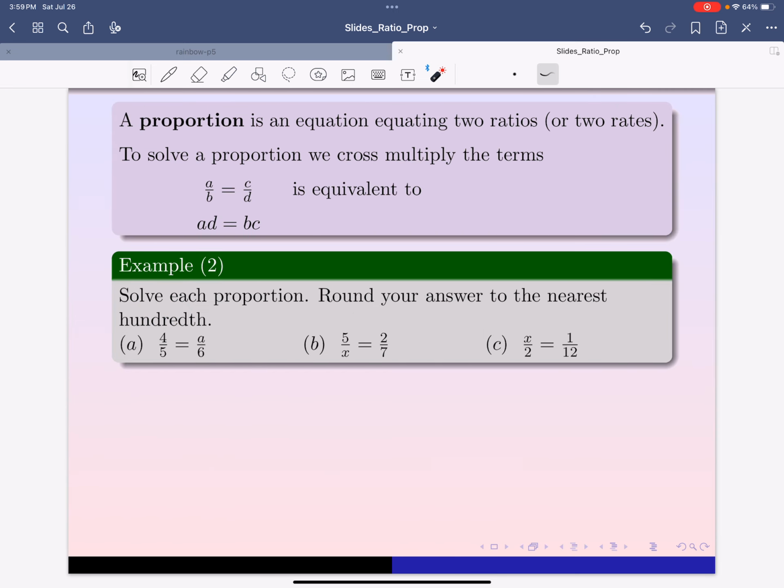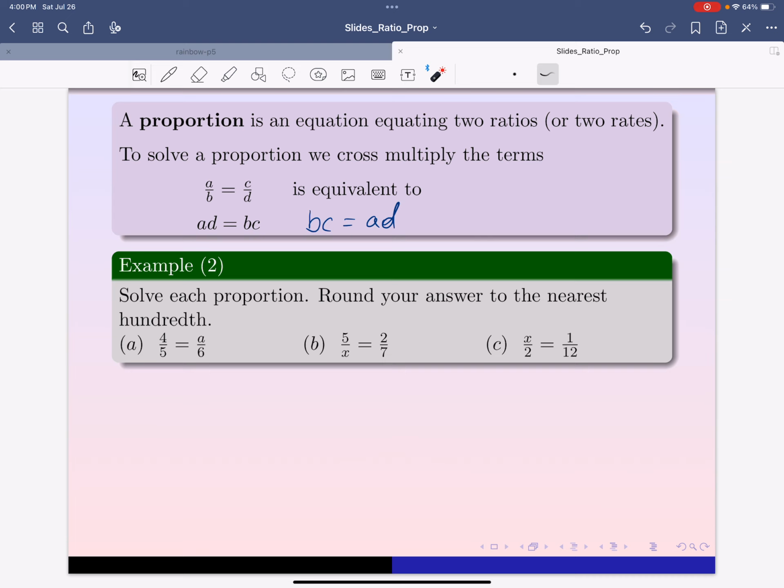A proportion is an equation equating two ratios or two rates. To solve a proportion, we cross-multiply the terms. So for example, you have A over B is equal to C over D. We cross-multiply, so we have A times D, and it's equivalent to B times C.